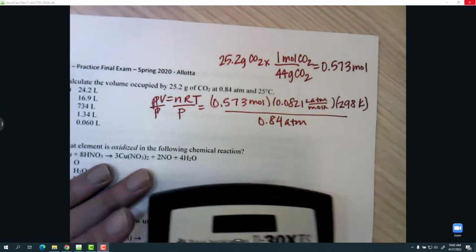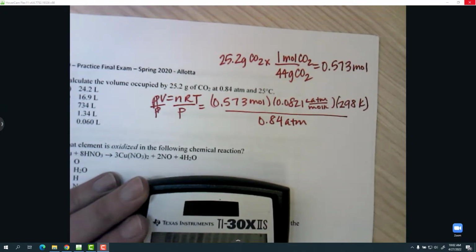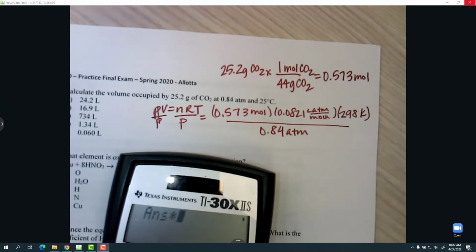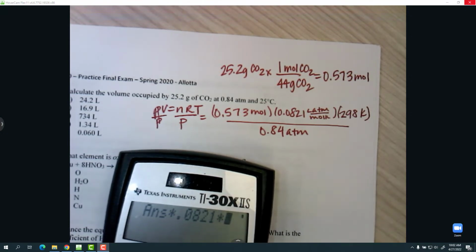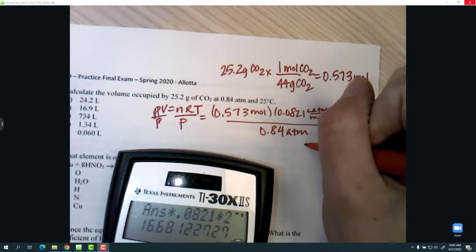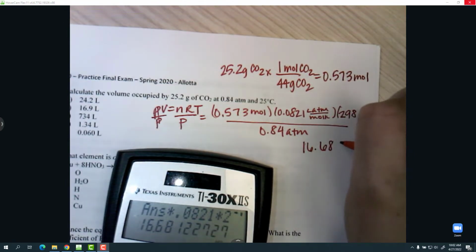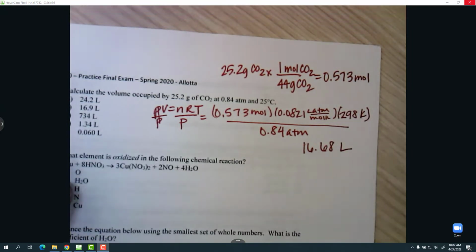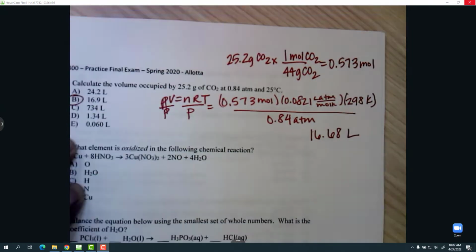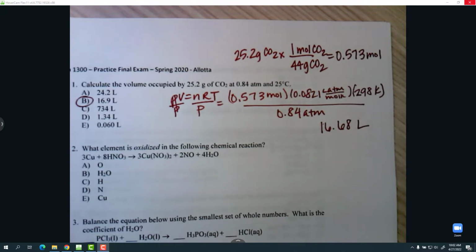And my pressure. So I just kept my old answer. And I get 16.68 liters, so that looks like about 16.9, so slight rounding difference, but close enough.